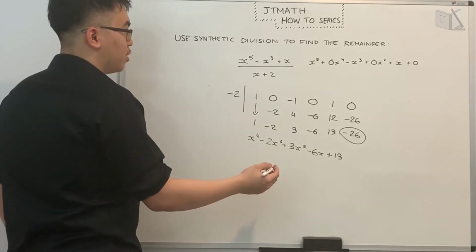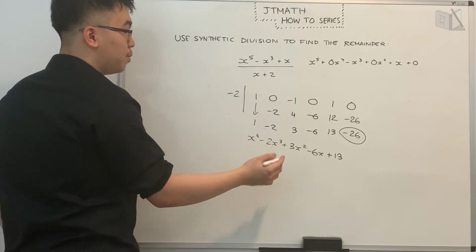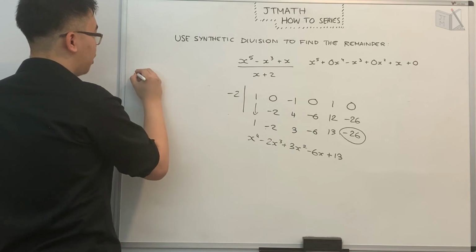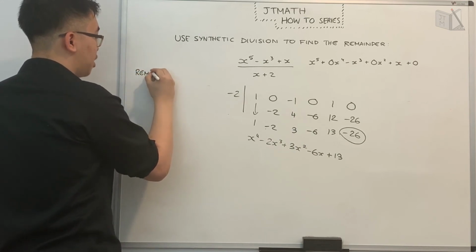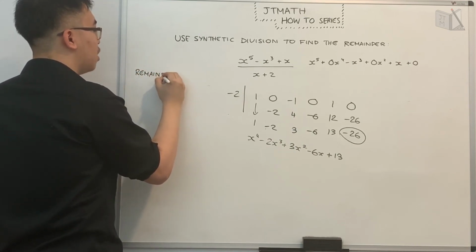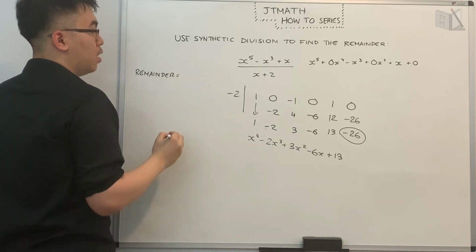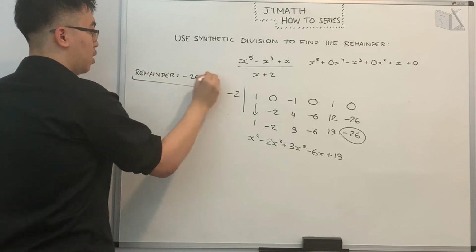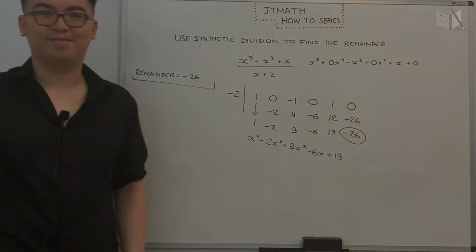But in this question, we are simply interested in finding the remainder, which is going to be the number in the last column here. So we can say that our remainder to this operation is going to be minus 26. And this is your final answer.